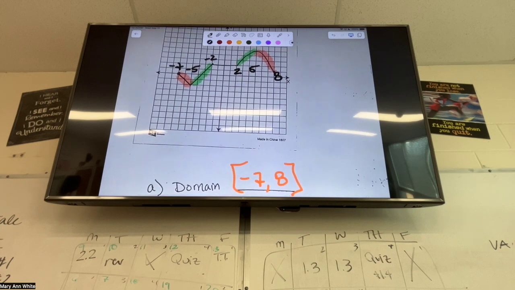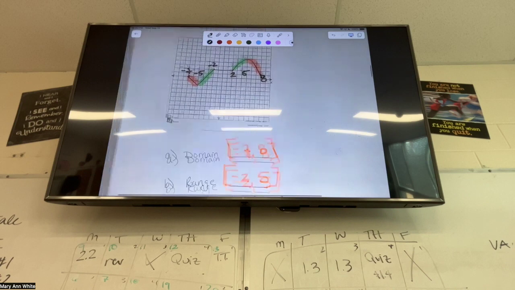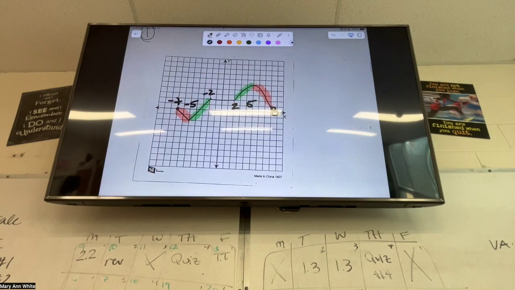So we'll go negative five to negative two. Remember, I told you that we should use parentheses. I will not mark you off for brackets on increasing or decreasing, but the correct way is to do parentheses. And then we'll union our other interval of increasing, which goes from two to five.